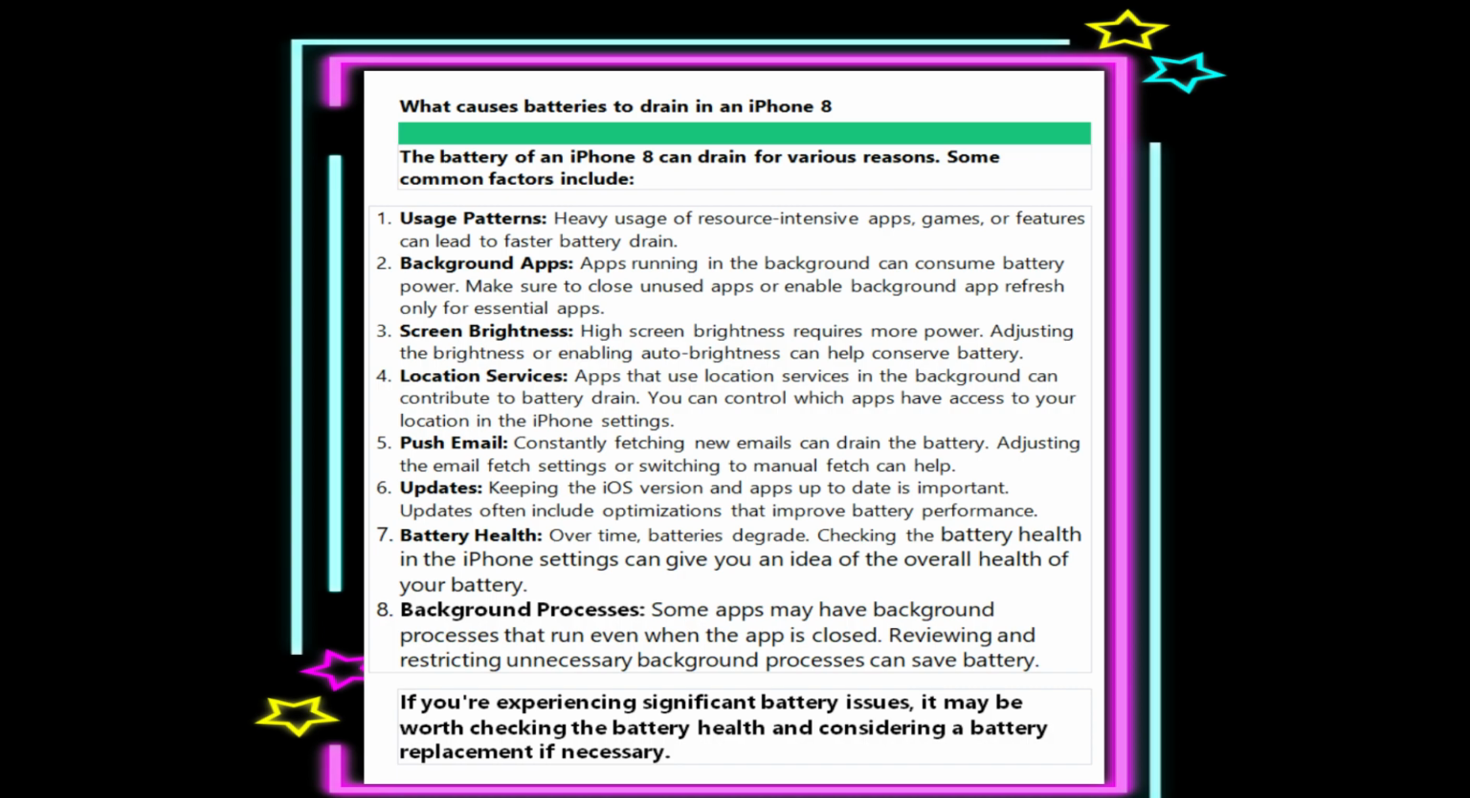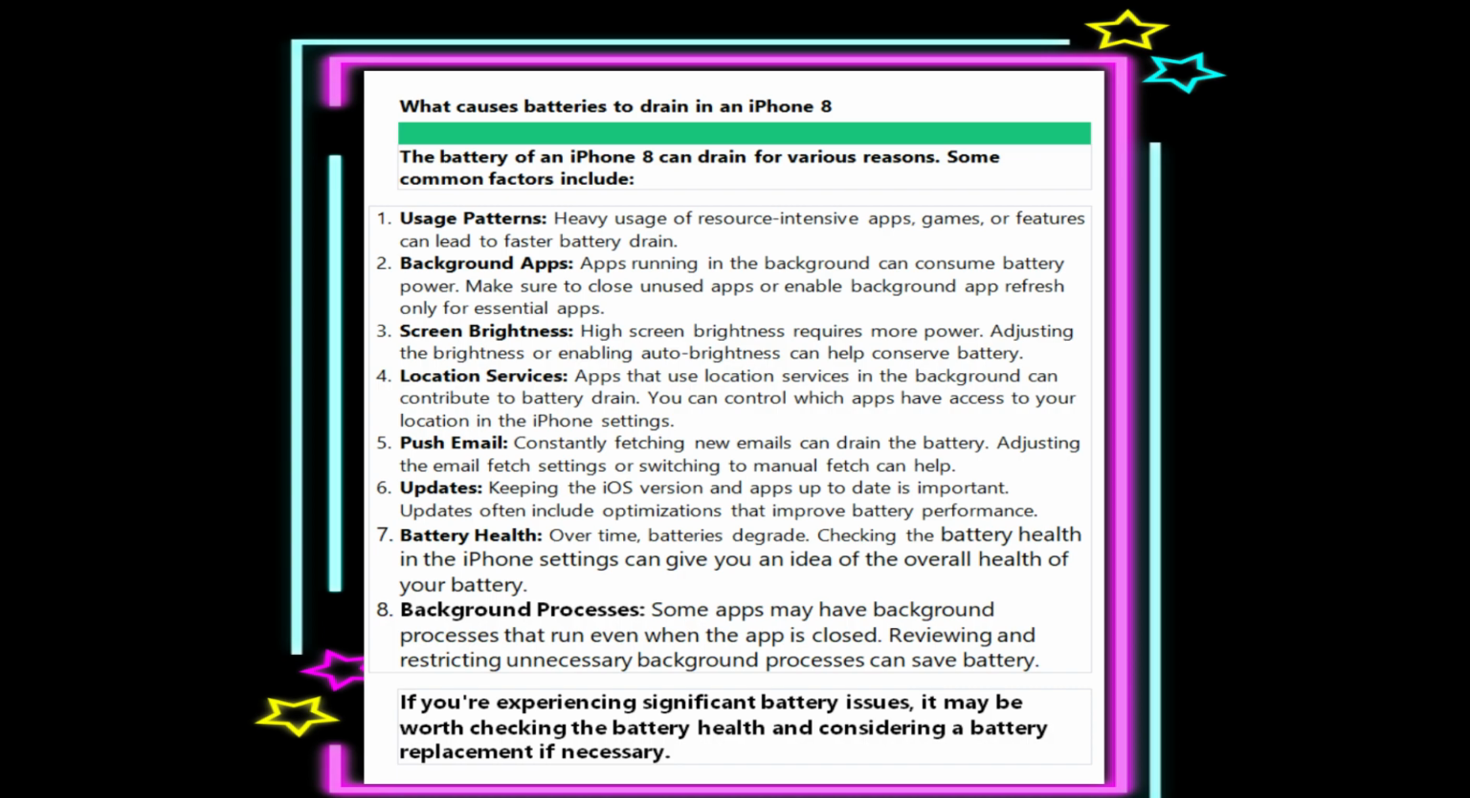Screen brightness. High screen brightness requires more power. Adjusting the brightness or enabling auto brightness can help conserve battery. Location services. Apps that use location services in the background can contribute to battery drain. You can control which apps have access to your location in the iPhone settings. Push email. Constantly fetching new emails can drain the battery. Adjusting the email fetch settings or switching to manual fetch can help. Updates. Keeping the iOS version and apps up to date is important. Updates often include optimizations that improve battery performance.